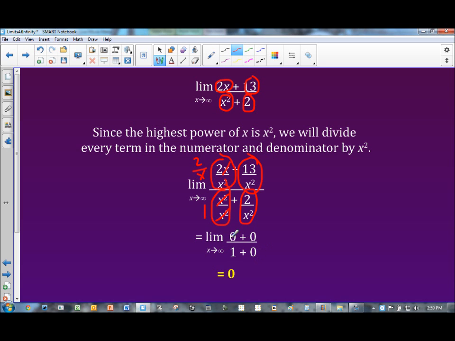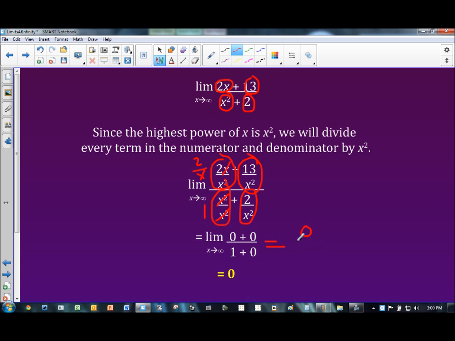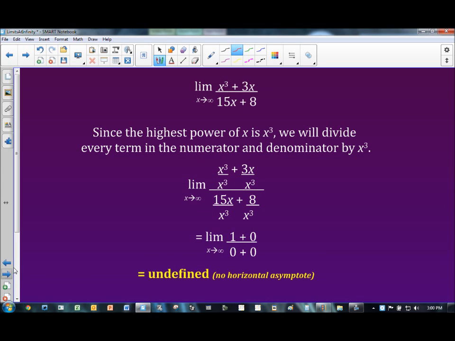So what I've got is 0 plus 0, which is 0, over 1 plus 0, which is 1, so I get a limit of 0. So this has a horizontal asymptote of y equals 0, because that's what happens as your x's get really, really big and approach infinity. Let's look at the second example.